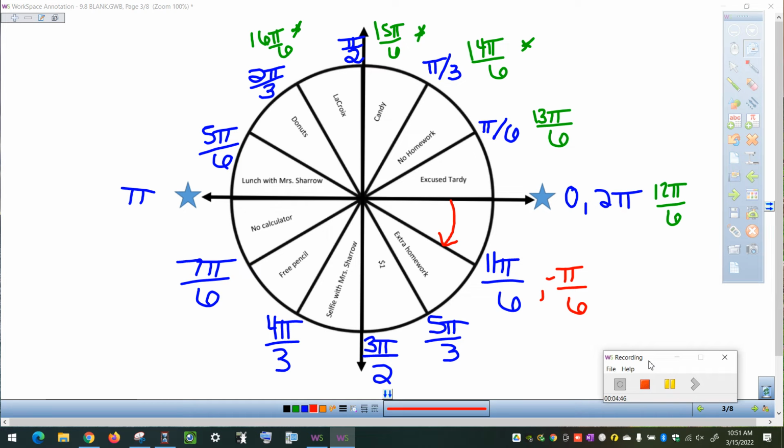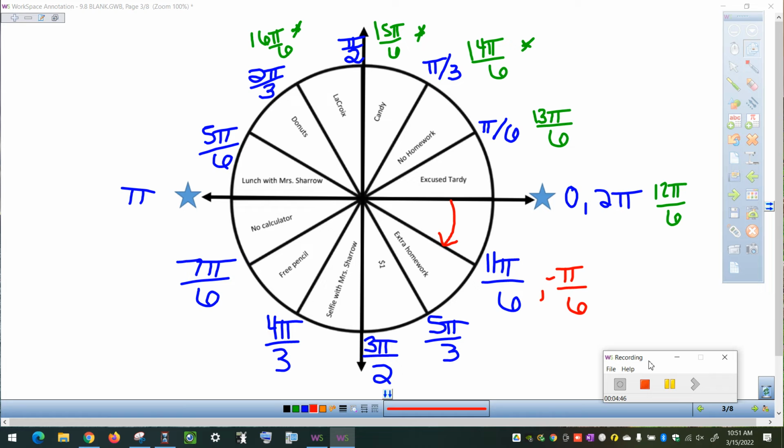And I'm just going to go ahead and leave my spinner here displayed as we start to take a look at this first question. So it says that our student Mahila really wants to win extra homework. Why does she want to win extra homework? I'm not sure. But that's the prize that she's hoping for. And so we want to try to figure out what is the smallest number of radians that she can spin in order to win.